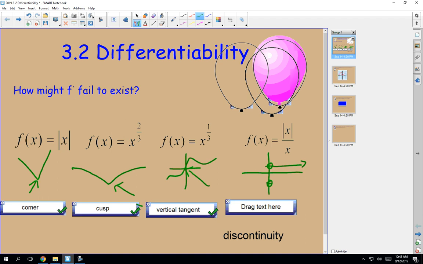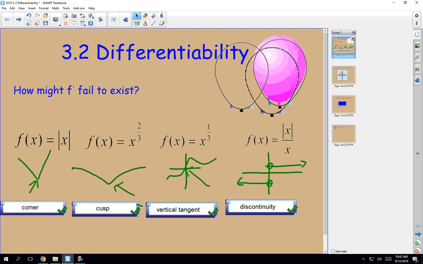The reason for that is just think about it. If x were, say, 5, you'd have the absolute value of 5 over 5, which reduces to 1. If x were negative 5, you'd have the absolute value of negative 5, which is 5, over negative 5, which is negative 1. So that's the salt and pepper function. And this one, by process of elimination, must be an example of what they just call a discontinuity, or jump.